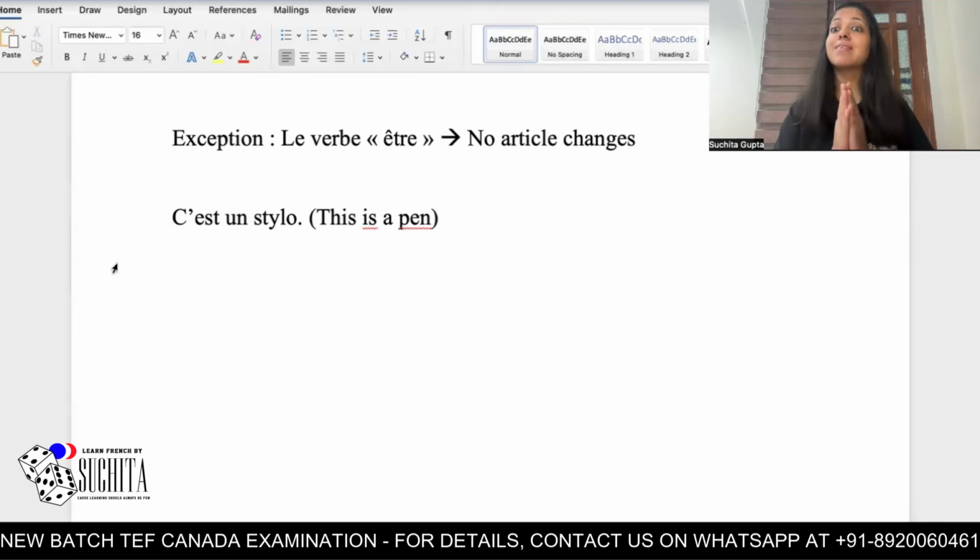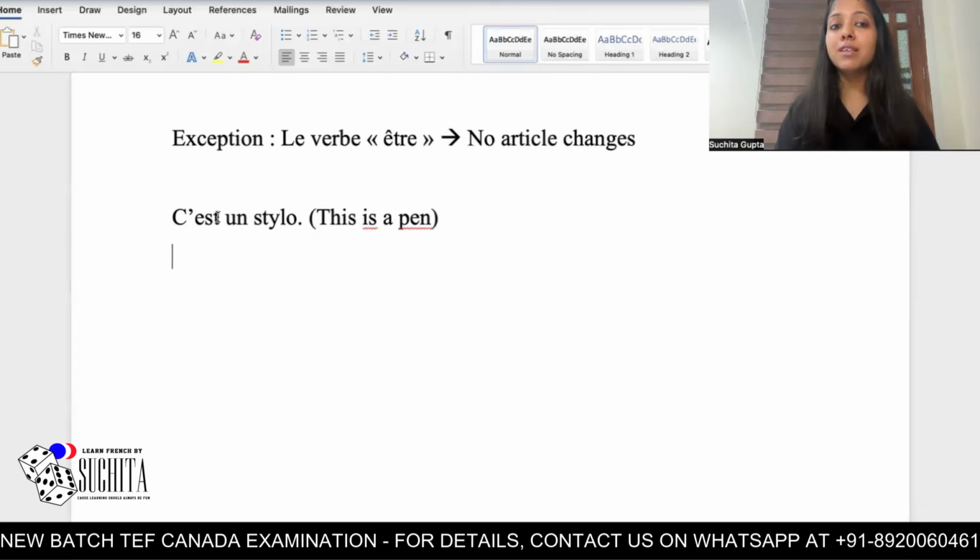Now, the last thing, there is an exception in negation. If you have the verb être in your sentence, in that case, out of all the 4 articles which I just told you, indefinite articles, definite articles, contracted articles, and partitive articles, no article changes in case of the verb être. Now, on your screen, you're seeing an example, c'est un stylo. C'est un stylo, which is this is a pen.